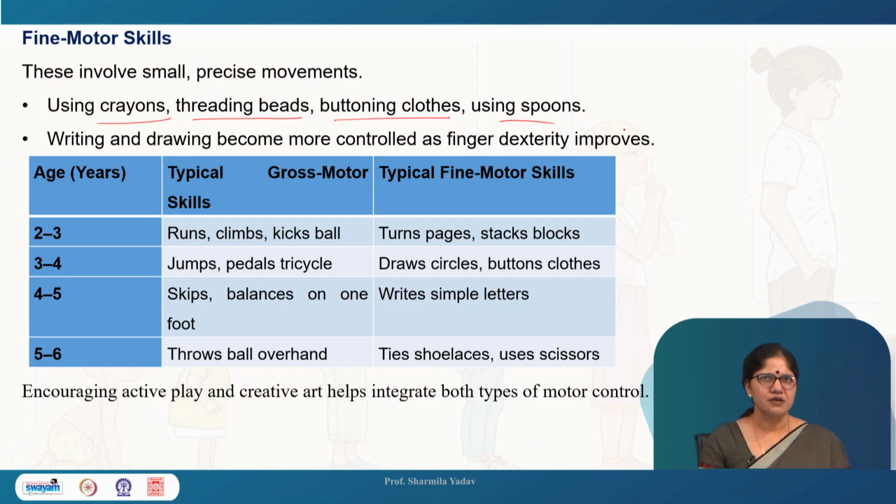Writing and drawing become more controlled as finger dexterity improves. Let's now see through this table. I will explain it. Age, typical gross motor skills and typical fine motor skills. 2 to 3 years child, gross motor skill is running, climbing and he can kick a ball. Fine motor skill involves turning the pages of a book or notebook, stacking the blocks.